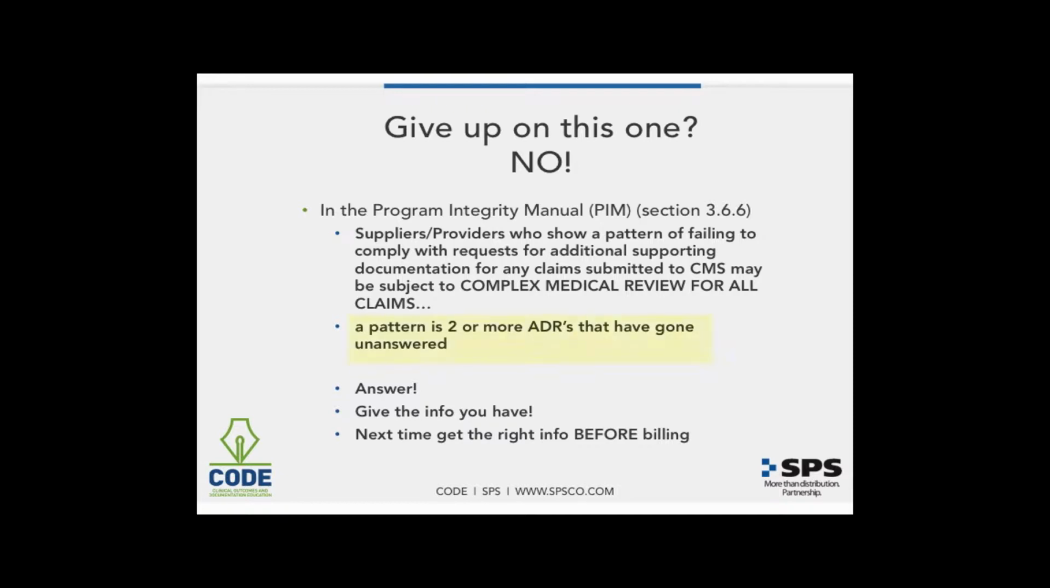Here's the scoop. In this case, and you can read it in this section, a pattern is 2 or more additional documentation requests that go unanswered. 2! That's the pattern. And this is the case for some people, right? They look at this and they go, this is a low dollar claim. I'm not going to make any money on this now because I'm going to spend so much time putting together this paperwork. Here's the fact.